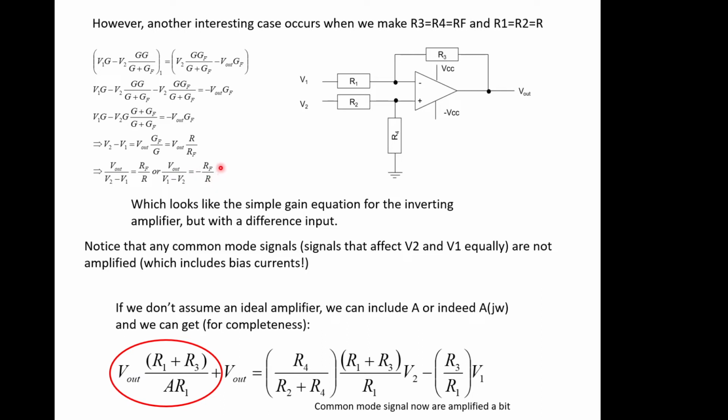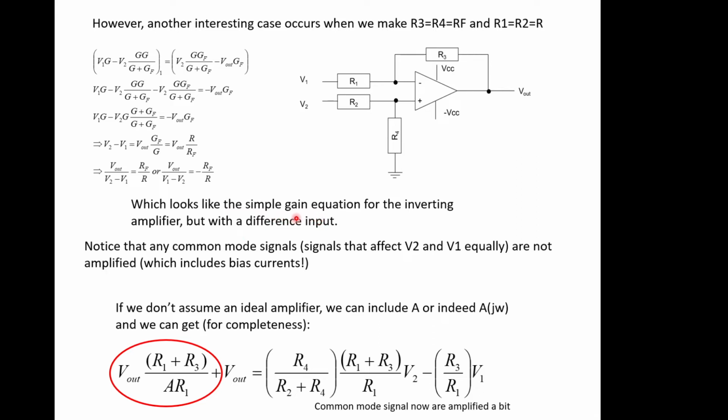So now we've got a gain factor. Before we only had a gain of 1. If you make all these resistances the same, you only get a gain of 1. Here we've now got control over the gain of the system by making it RF over R. But remember, RF is the value of two of these resistances, R3 and R4. So we have to make R3 and R4 the same, and we have to make R1 and R2 the same, and then we get this response out.